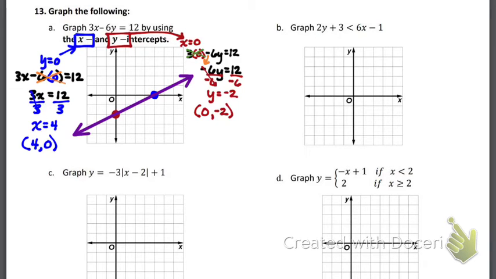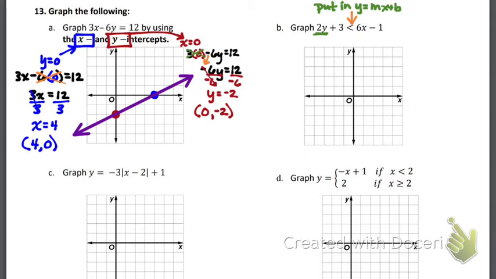Part B looks very similar, but what's the biggest difference on part B? Yeah, I have an inequality sign. When you see an inequality sign like this, we're going to put it in slope-intercept form. Y equals mx plus b. Here's y. It has a 2 next to it. I can't get rid of that yet.